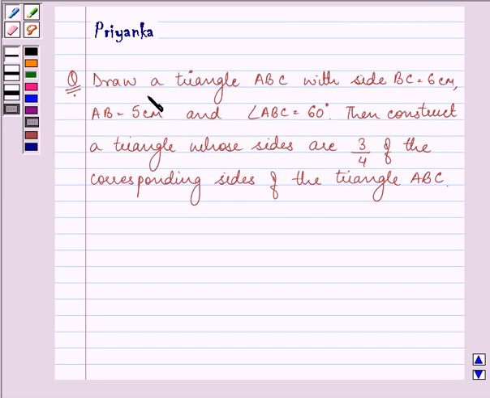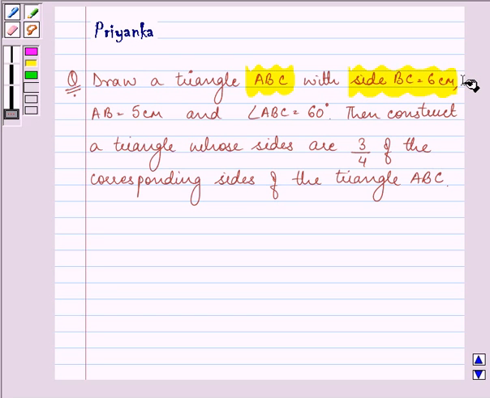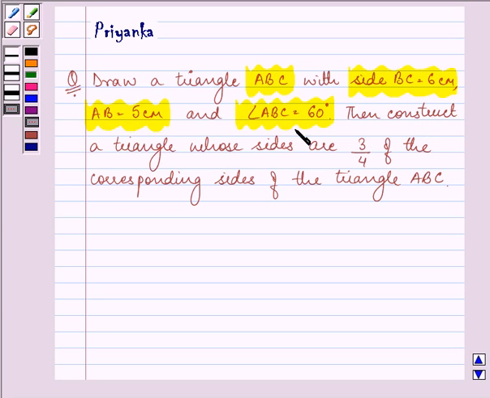The question says, draw a triangle ABC with side BC equal to 6 cm, AB equal to 5 cm and angle ABC equal to 60 degrees. Then construct a triangle whose sides are 3 by 4 of the corresponding sides of the triangle ABC. The steps of construction are as follows.